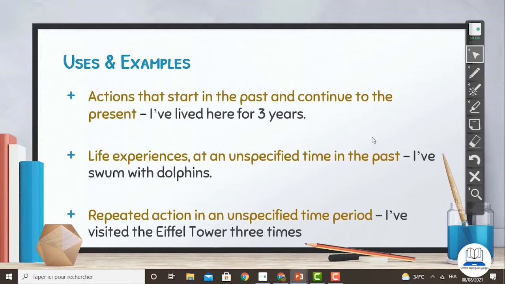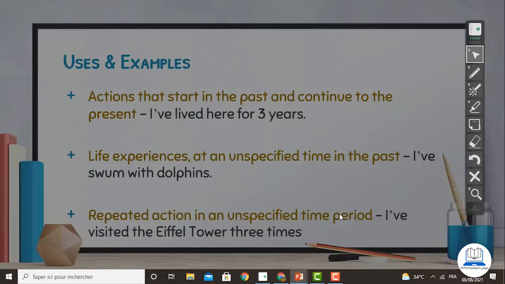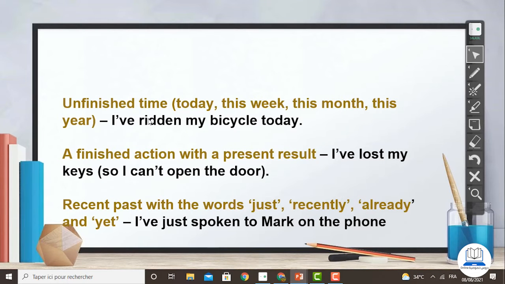Life experiences at an unspecified time in the past. For example, I have swum with dolphins. So here it's the short form: I plus have becomes I've. Repeated action in a specified time period. I have visited the Eiffel Tower 3 times. Then we have the fourth use, unfinished time: today, this week, this month, this year. For example, I have ridden my bicycle today.